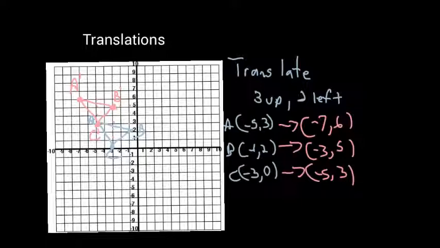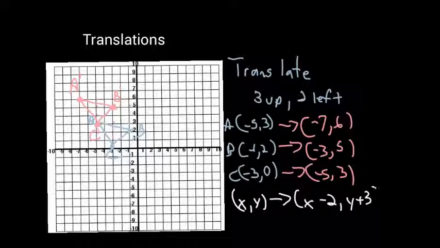So now we can look at this and write our translation rule. So I started with my x and y values, and I translated them to be x minus 2, y plus 3. Because I went 3 up and 2 to the left. So if you look at these, negative 5 minus 2 is negative 7, 3 plus 3 is 6. Negative 1 minus 2 is negative 3, 2 plus 3 is 5. Negative 3 minus 2 is negative 5, 0 plus 3 is 3. So my translation rule worked for all of those.